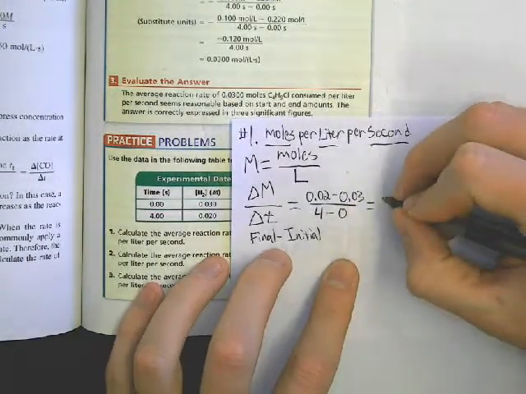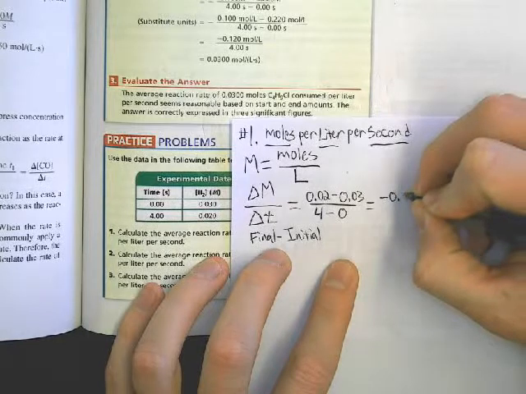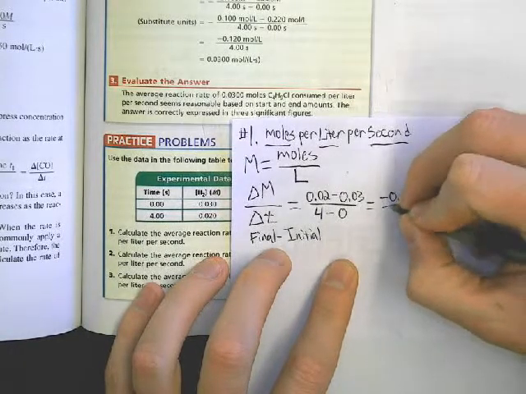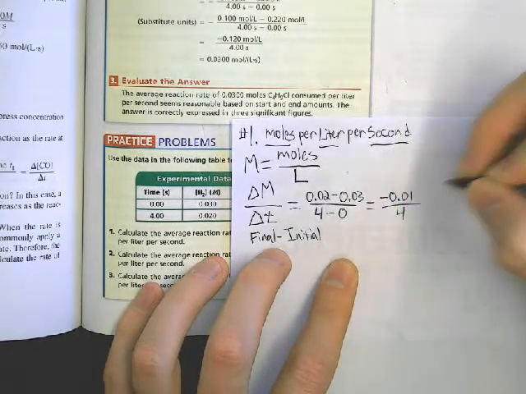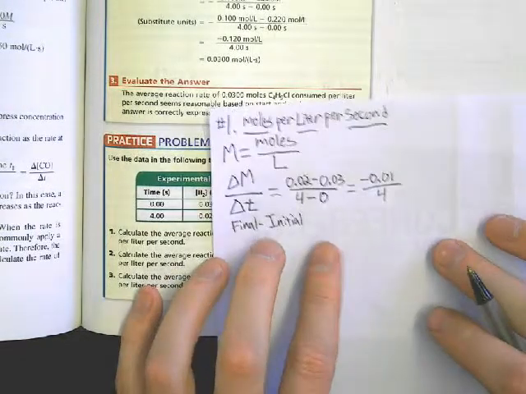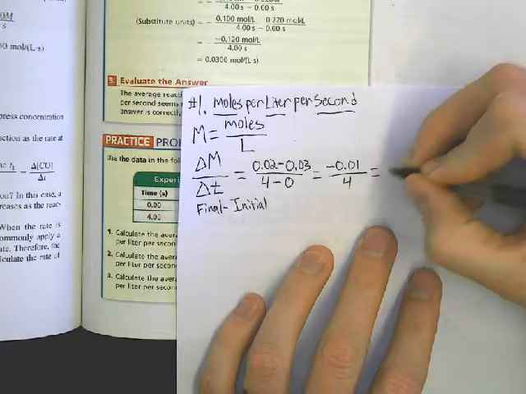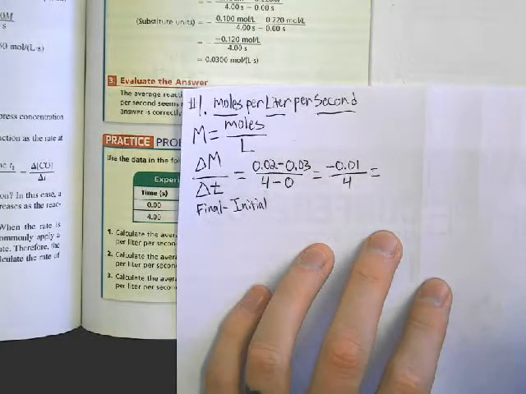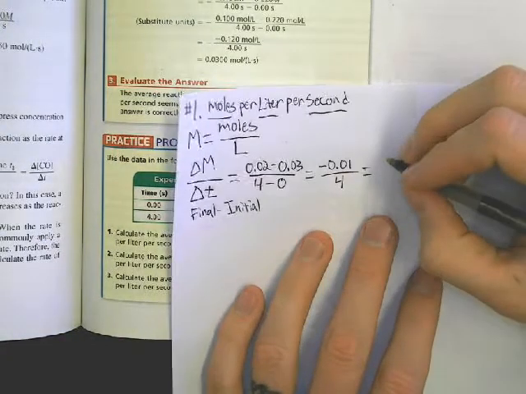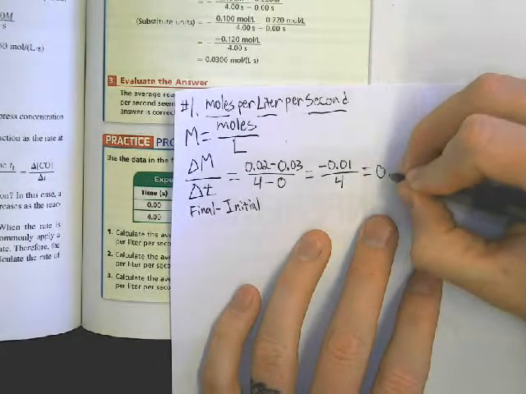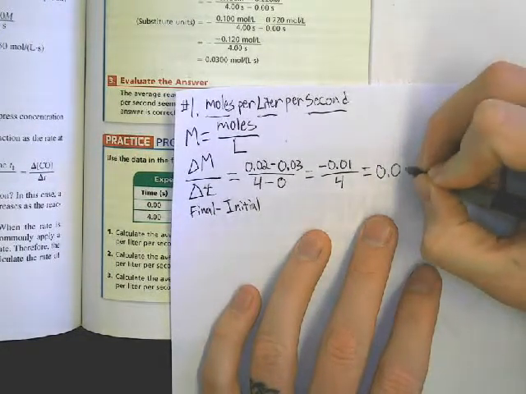But I'm going to go ahead and do this. It looks like negative 0.01 divided by 4. And then plug this into your calculator. Plug it in and then check up here to make sure your answer is correct.